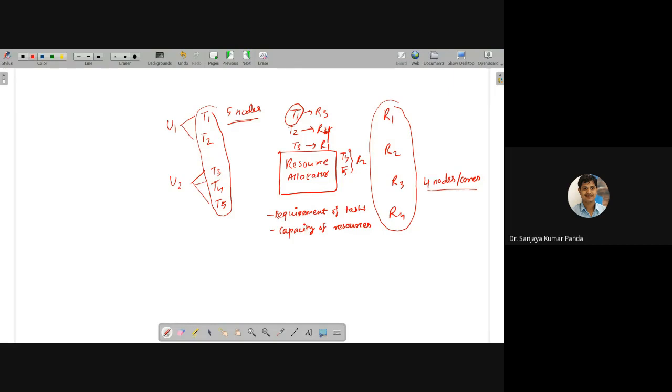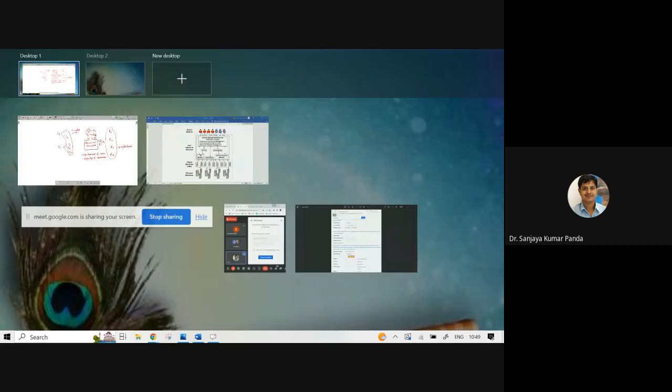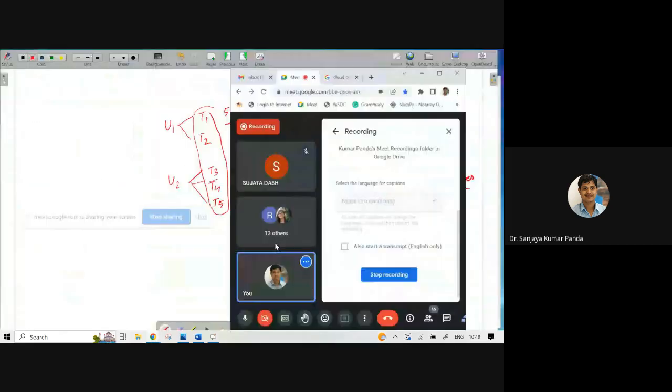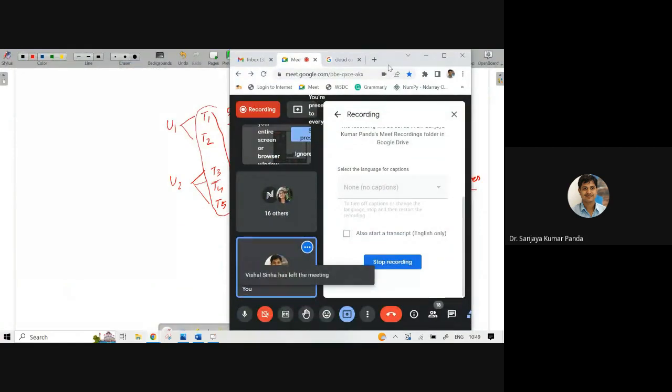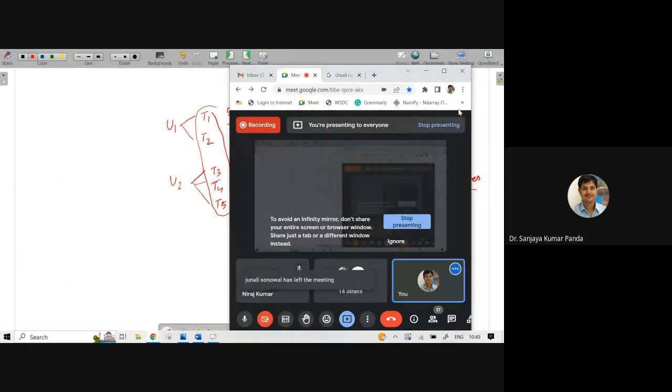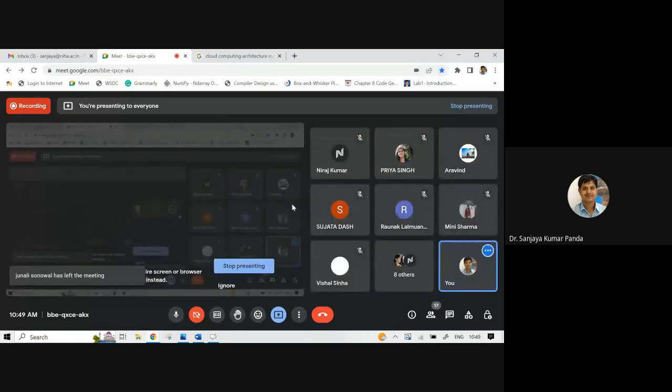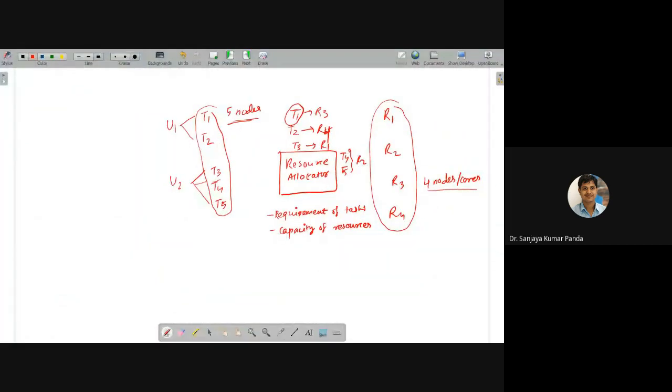Is it possible to execute this request in this resource? Say yes or no. If somebody is asking 5 nodes but you have only 4 nodes, can you satisfy that requirement? Is it possible or not? Can anybody answer? No, it is not possible, right?